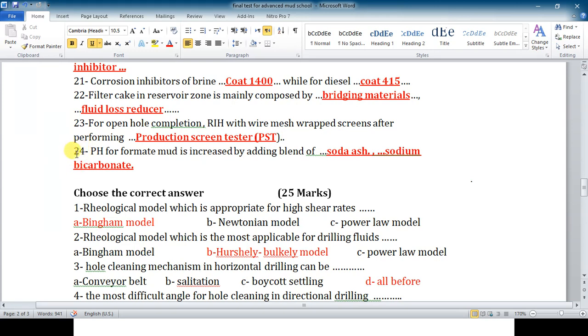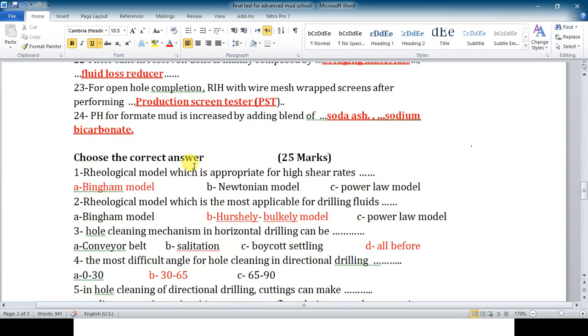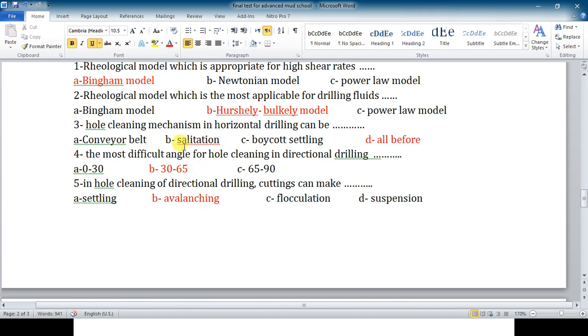Number 24, pH for formate mud is increased by adding blend of soda ash and sodium bicarbonate. Okay, this is very important. Choose the right answer. Number one, rheological model, which is appropriate for high shear rate values, is the Bingham model. But for the low shear values is the Herschel-Bulkley. Okay, this is the difference between them.